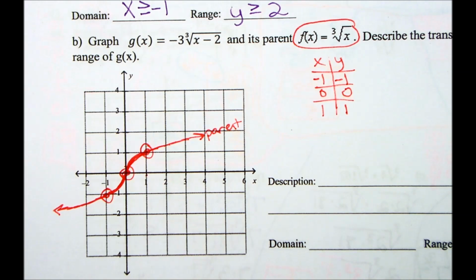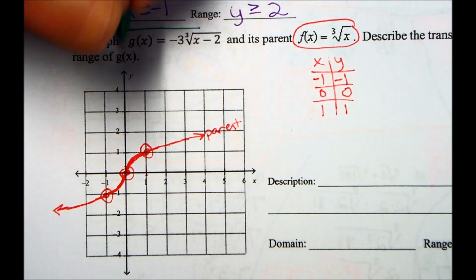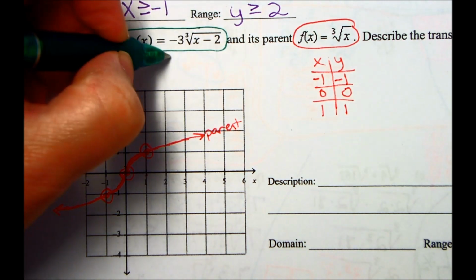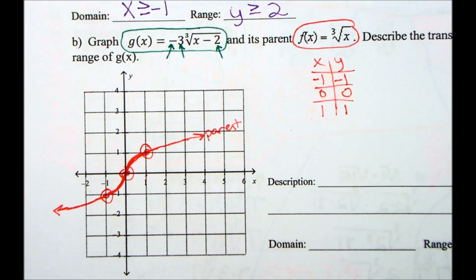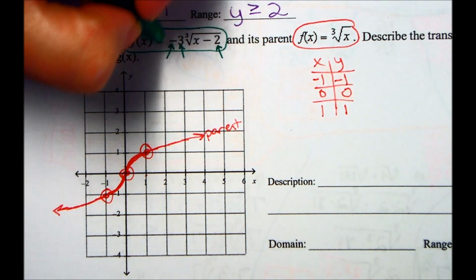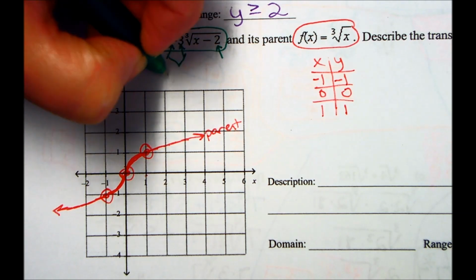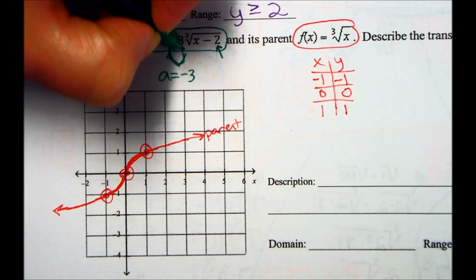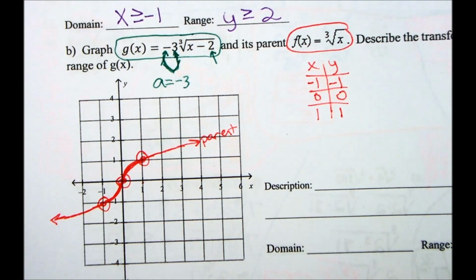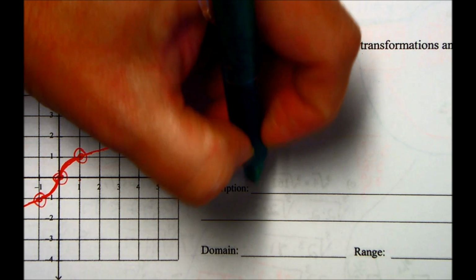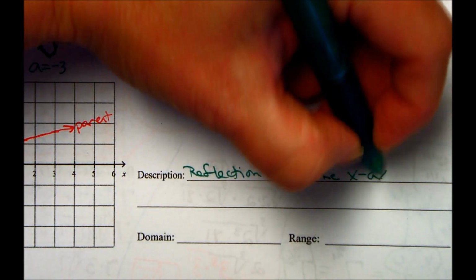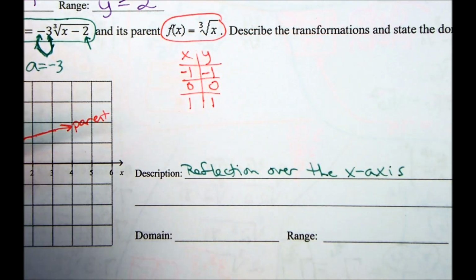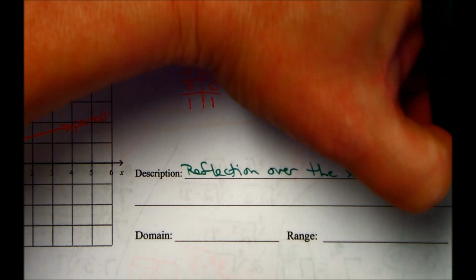So now let's look at g of x. So there's a lot going on here. We've got a negative in front, we've got a 3, and we've got this 2. So we're going to actually have 3 transformations going on. The -3 is your a value. So even though a is -3, it actually gives you 2 different transformations. The negative is a reflection over the x-axis, and then the 3 is a vertical stretch.